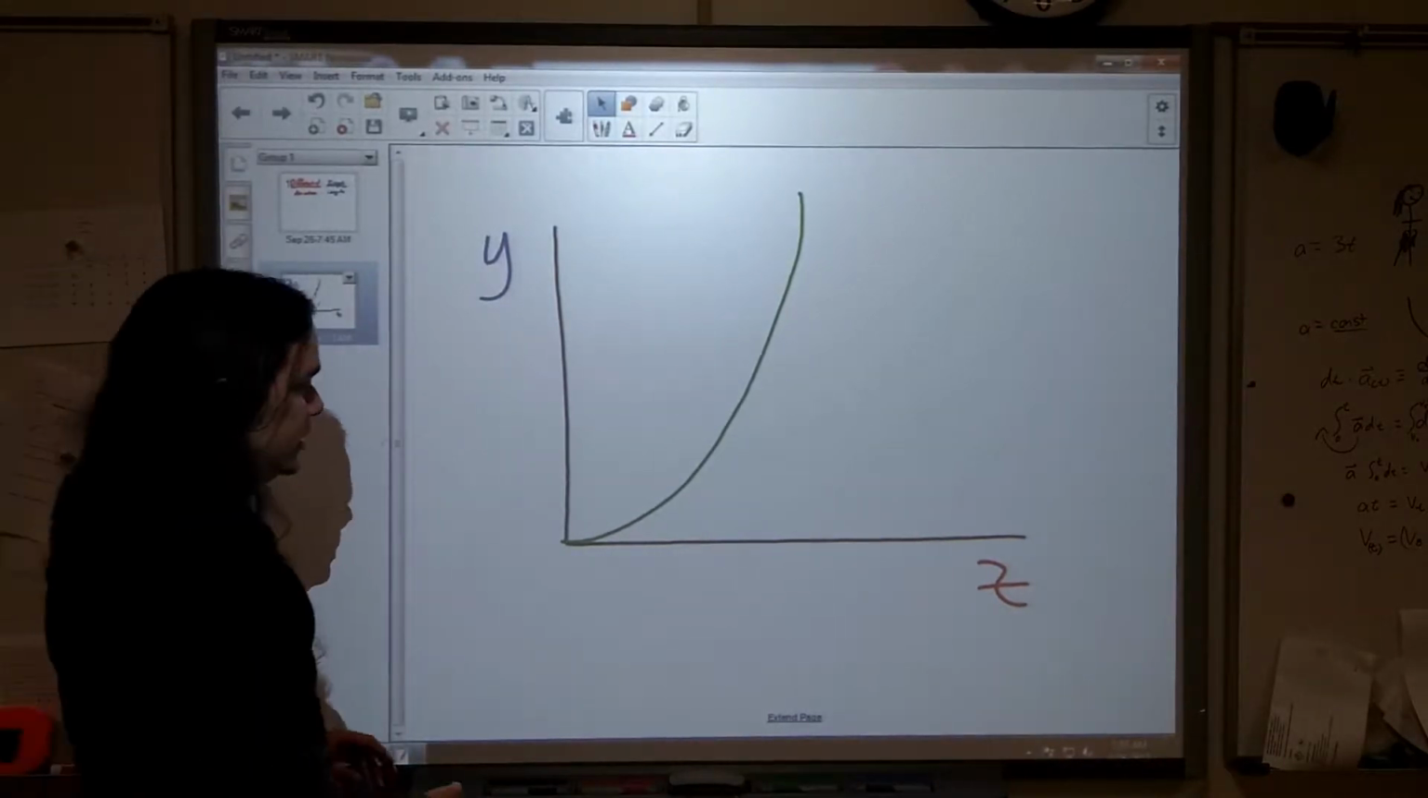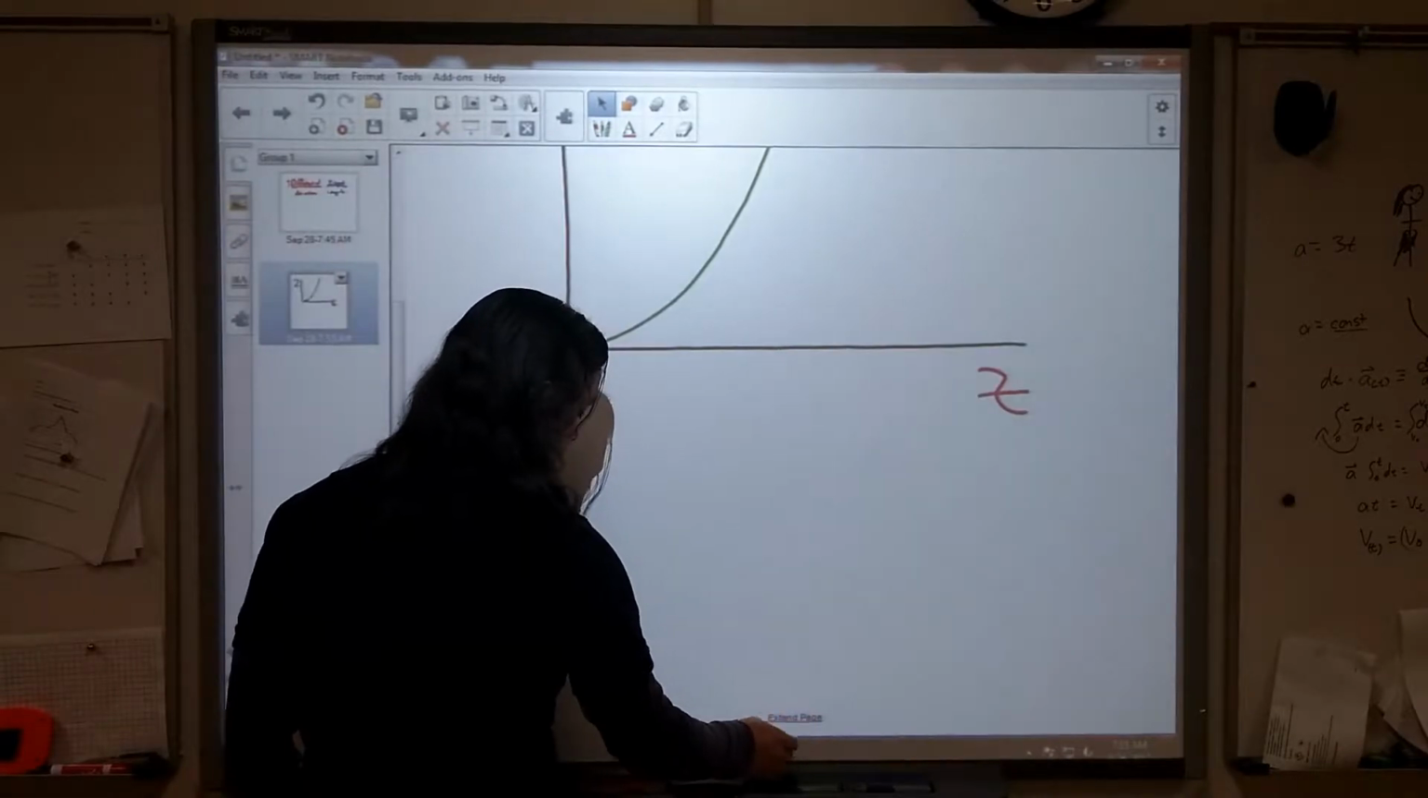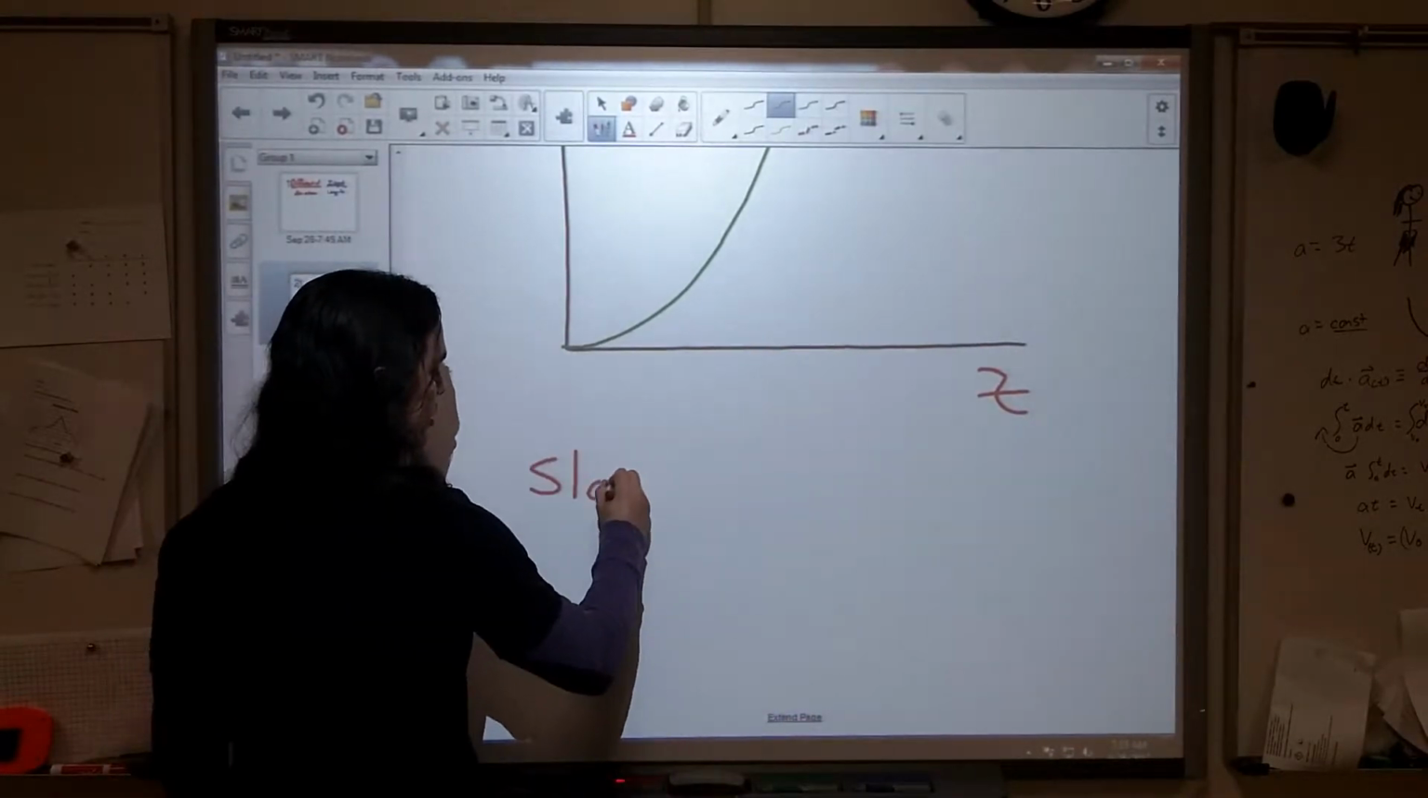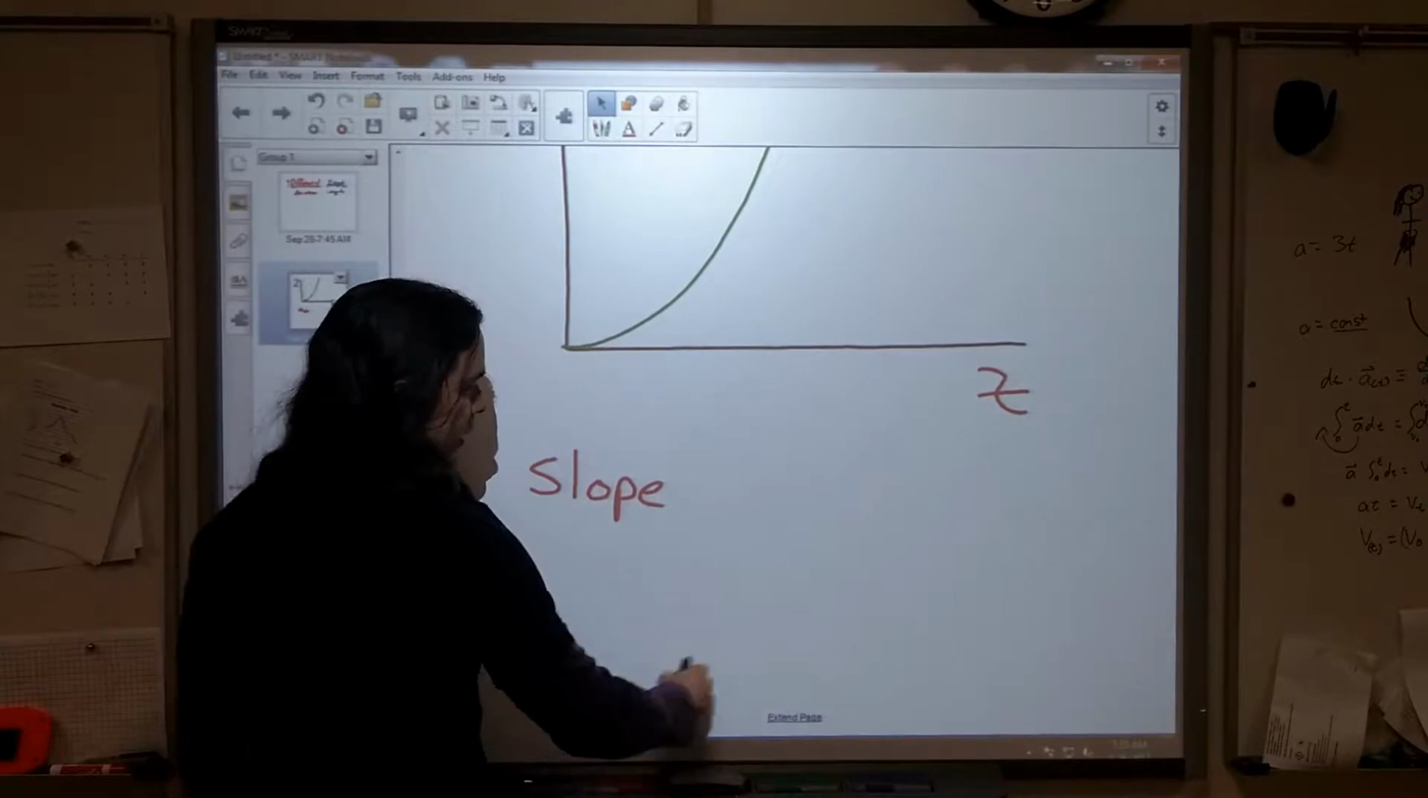Now, the big thing that we're interested in when it comes to differential calculus is something called slope. Now, hopefully most of you have encountered this before.